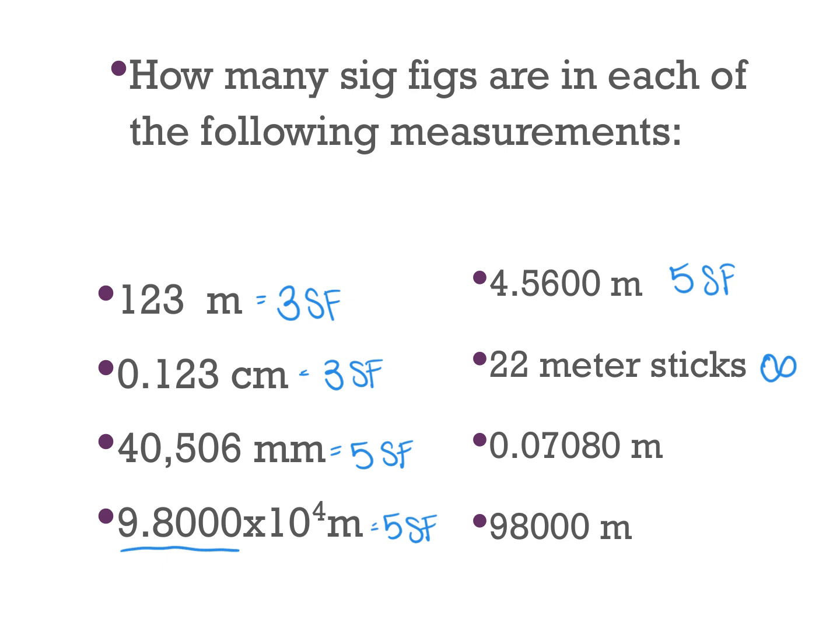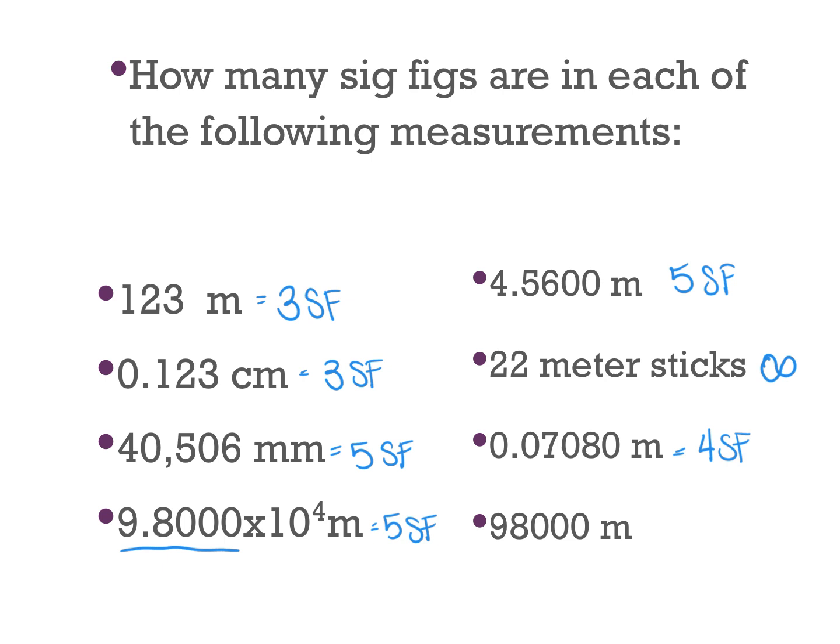Here's a tricky one: 0.07080. Take a guess on this one. I'm combining lots of rules here. Leading zeros, do those count? Leading zeros don't count. After the 7, there is a decimal here. After we get that first non-zero digit, do these count? They do. So the 7080 count. So how many sig figs? 4.